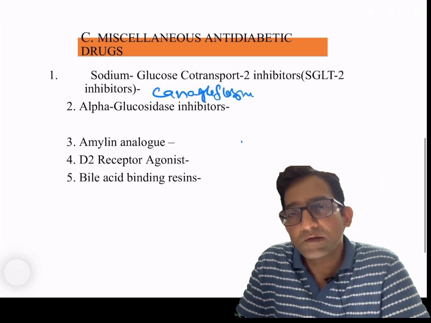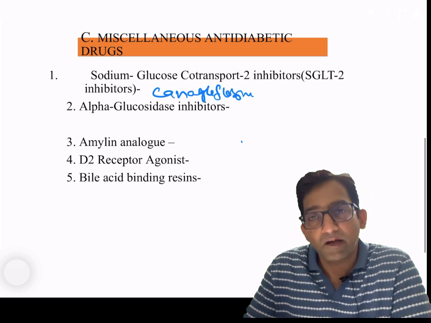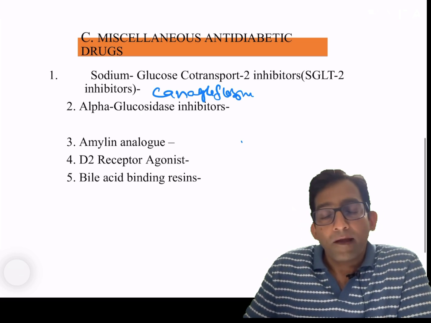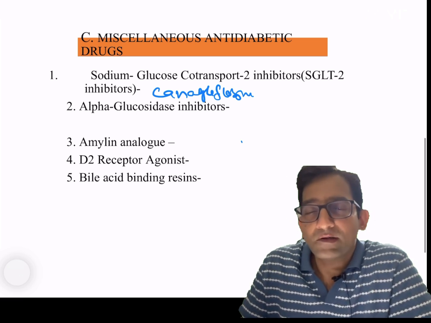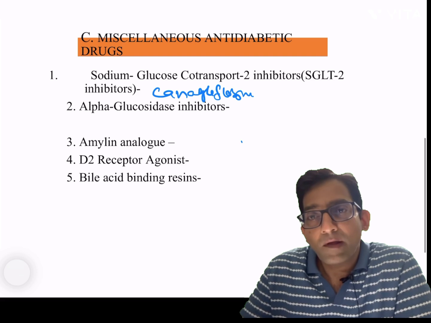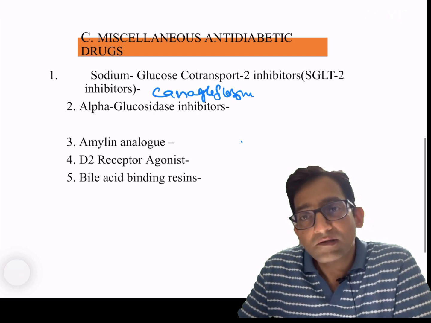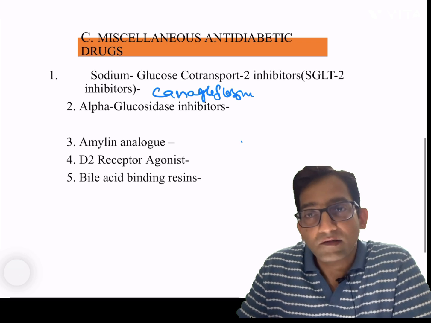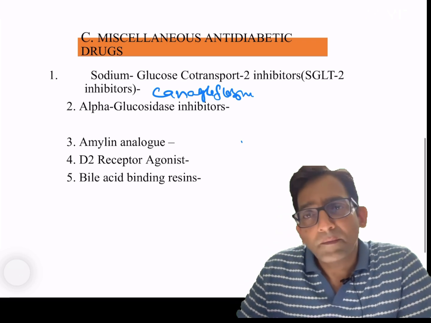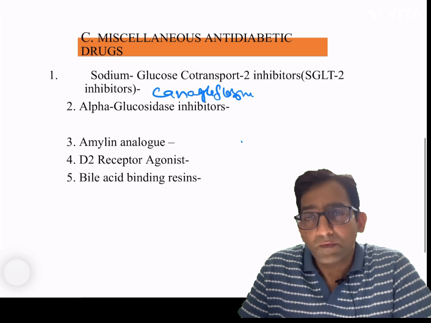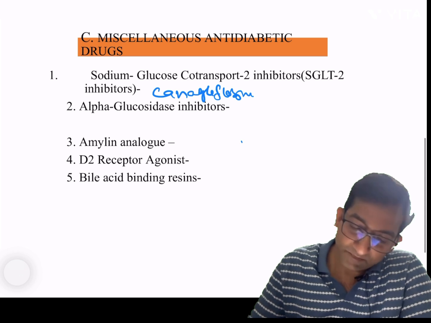Basically, these are drugs which inhibit the reabsorption of glucose in the kidney, and the resulting glucose is excreted through the urine. But one of the major drawbacks of SGLT2 inhibitors is that they may cause urinary tract infection. If you prescribe this category of drugs, you have to instruct the patient to take plenty of water to minimize urinary tract infections.